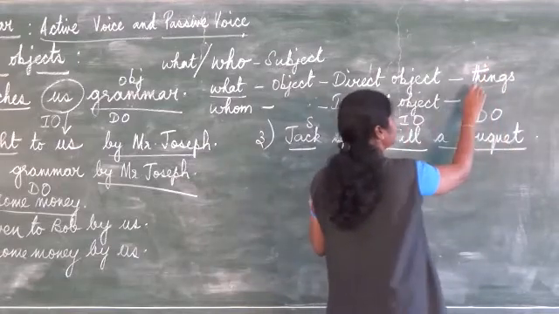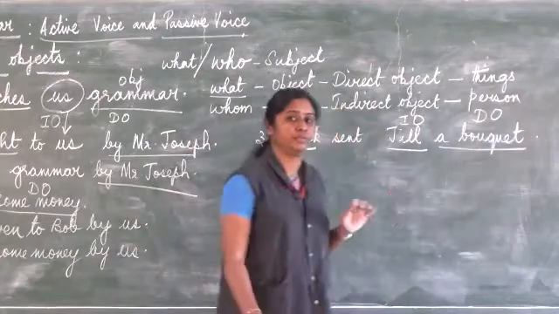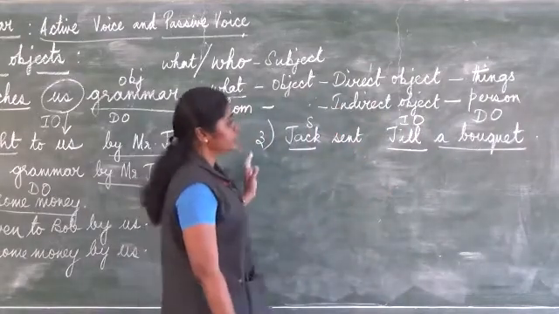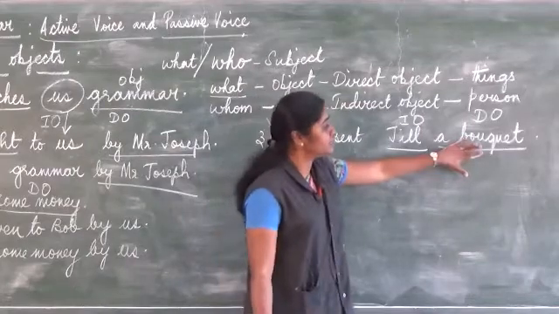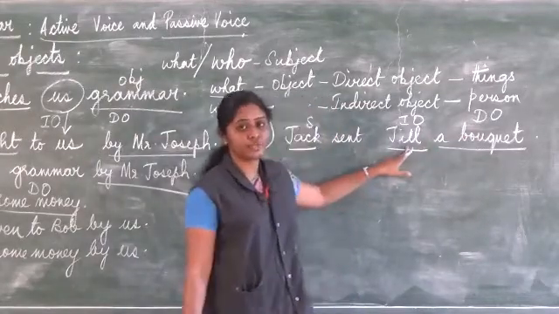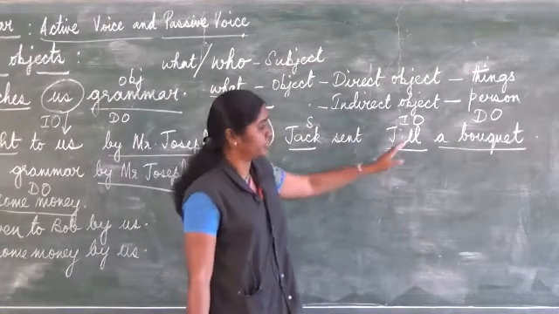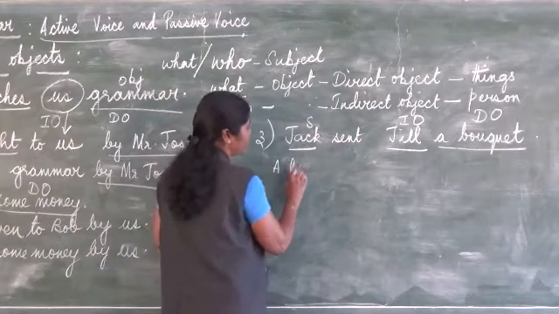Okay. Indirect objects refer to a person or people. Is it clear? Okay. So now again you have two objects. You can write two answers. The first answer you write using the direct object, and the second answer you write using the indirect object. So now you bring the direct object to the front: a bouquet.